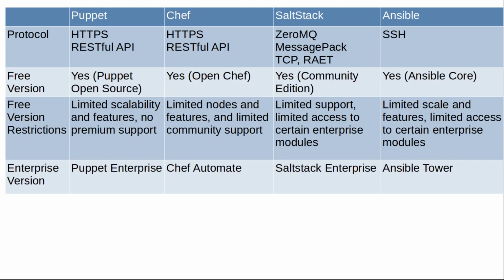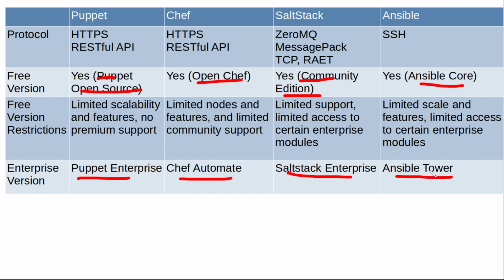Remember that these products were born as free versions, but they were later acquired by software companies. So you can use Puppet open source, or OpenChef, or SaltStack Community Edition, or Ansible Core if you want a free version. But you can buy licenses and acquire Puppet Enterprise, Chef Automate, SaltStack Enterprise, or Ansible Tower.